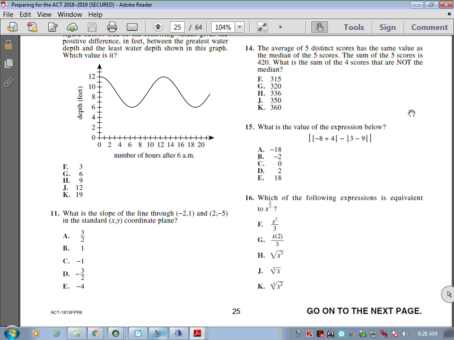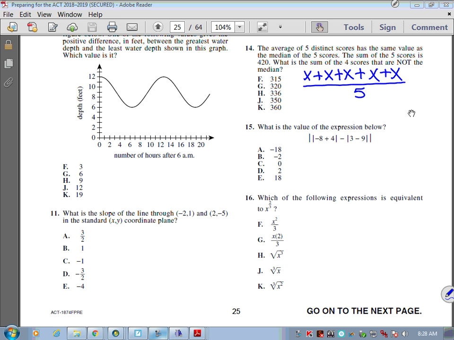Okay, so what I did was this, and hopefully this will make sense, is we know that we have 5 distinct scores. So I said x plus x plus x plus x, 1, 2, 3, 4, 5 divided by 5 has, let's see, the average of 5 distinct scores. Okay.